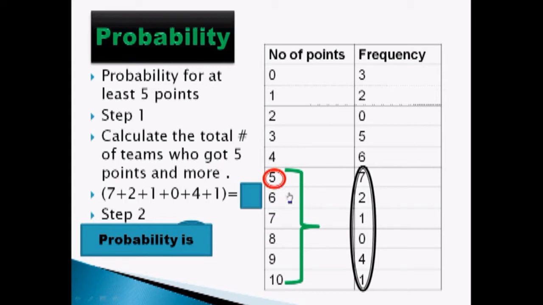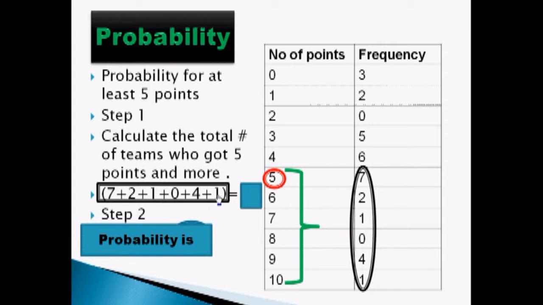So 6 is greater than 5, 7 is greater than 5, 8 is more than 5, 9 is more than 5, and 10 is more than 5. So if it says at least 5, it means you include 5 and then you also include the points that are greater than 5. Good? So 7 persons got 5, 2 got 6, 1 got 7, none got 8, 4 got 9, and 1 got 10. There it is. So we're going to add all these numbers here. 7 plus 2 plus 1 plus 0 plus 4 plus 1.